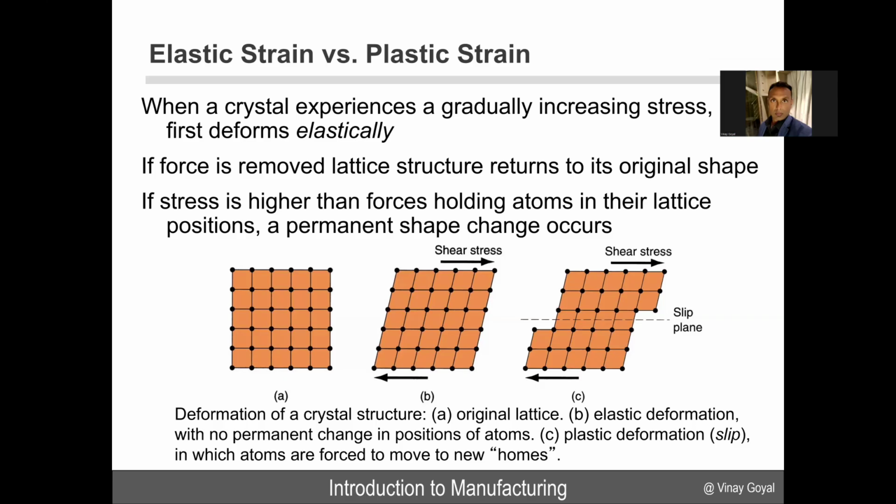So that's B. And then C, if the stress is higher than the forces that hold atoms in their lattice positions, like here, a permanent shape change can occur. What will cause a permanent shape change is typically called plastic deformation or slip. And here I depict a slip plane. In this case, the atoms are forced to find new homes. I remove the load, and there will be some amount of permanent deformation that occurs.